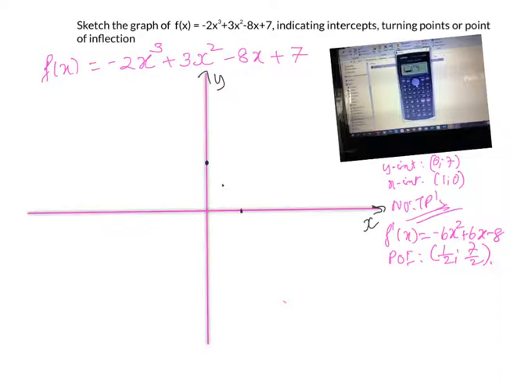It will be something like this, concave like this, right? And then it starts changing concavity here. So the graph is something like this, and this is my point of inflection, that is half, 7 over 2. This is 7 and this is 1. So this is my graph f of x.